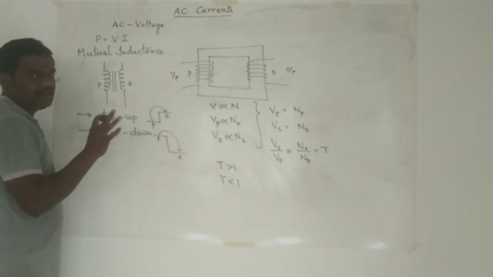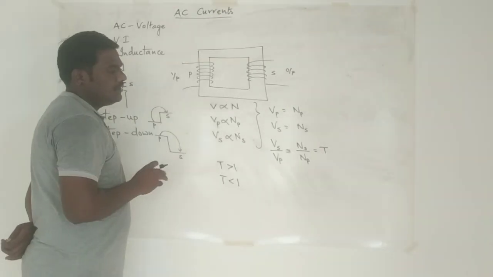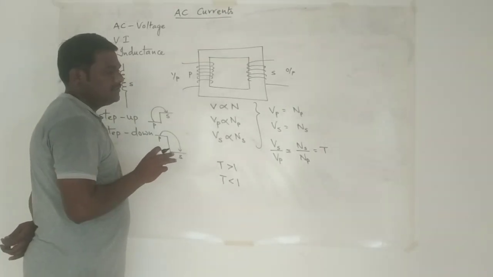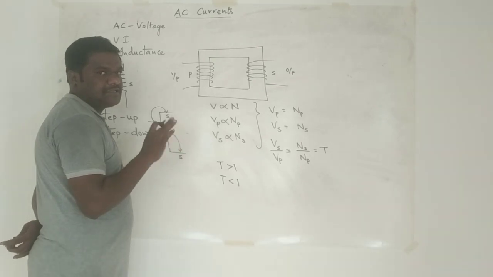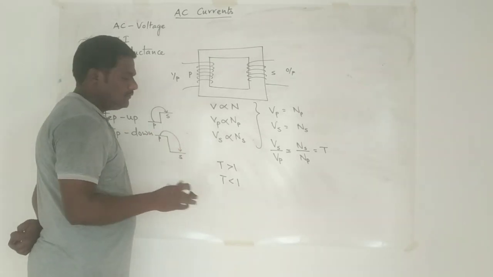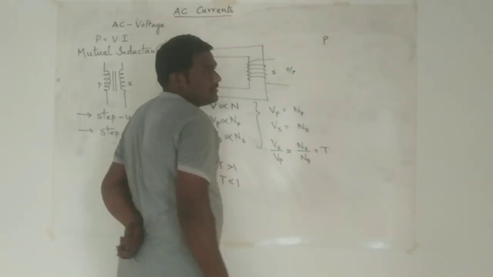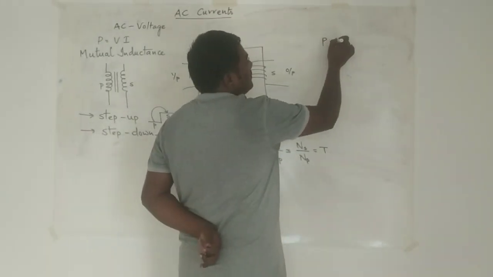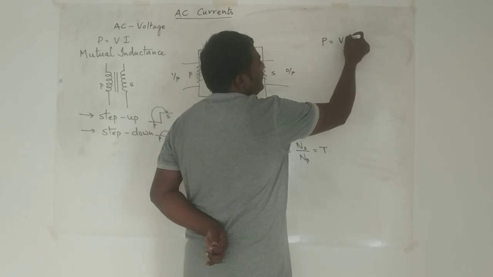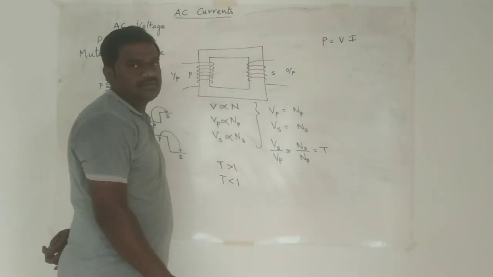A simple way to understand how the turns ratio is used to indicate whether a transformer is a step up or step down. Now, what I said, power will remain constant. So, power is equal to volt into current.